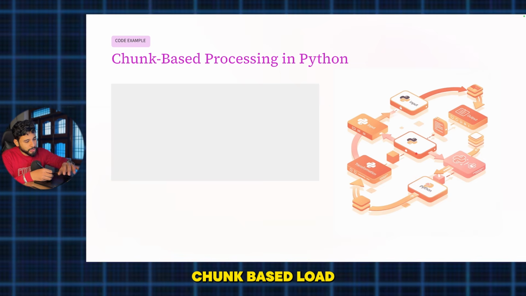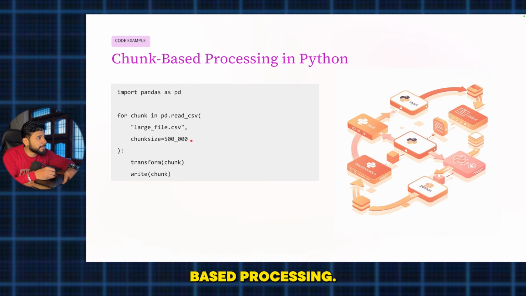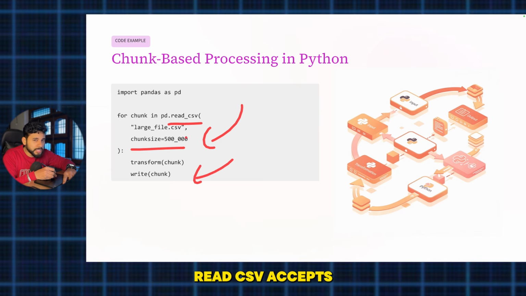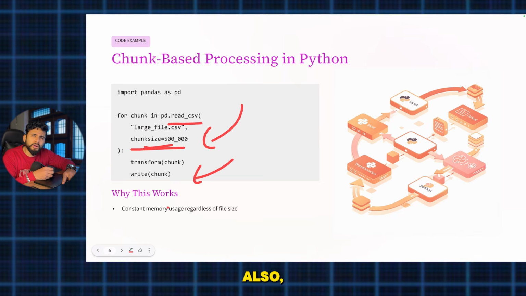Next thing is chunk-based load, chunk-based processing. What is chunk-based processing? There are functions for it. For example, read CSV accepts a chunk size. Basically you can give a chunk size, and as per that it can transform and write your data. That is how it works. In Pandas also it is available. In Spark also it is available.